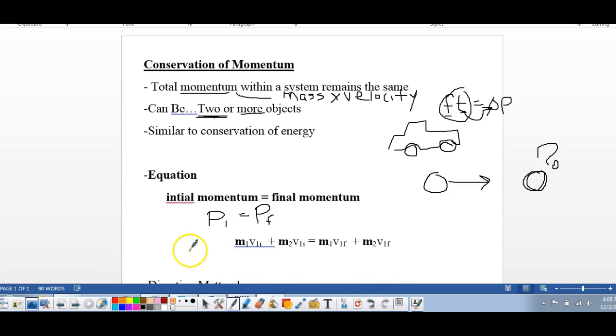The more fleshed out equation here is, so we know momentum initial, and we know it's two objects. So then we have, this is the first object, number 1. And the momentum for that is just mass times velocity. And then we have object number 2. And again, mass times velocity. And then we have this plus between them. So the total momentum that we started with at the beginning is equal to the momentum at the end.